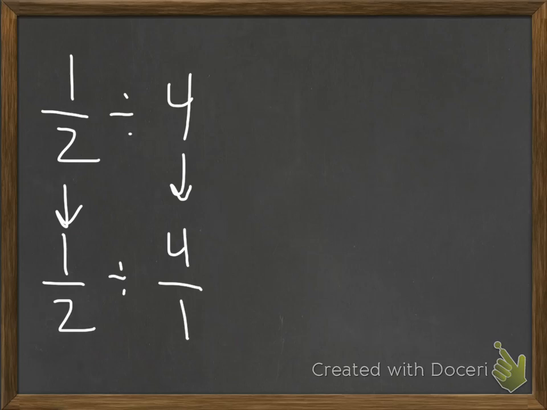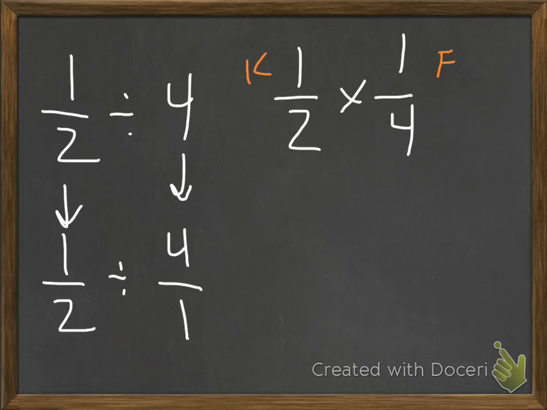And then we continue up here. We're going to keep the first number. We're going to flip the second number and change the sign. So keep, flip, change. Even though that 4, we put it over a 1, we're still going to flip it. Now we can go ahead and just multiply it straight across.